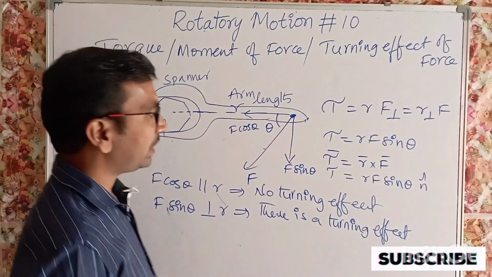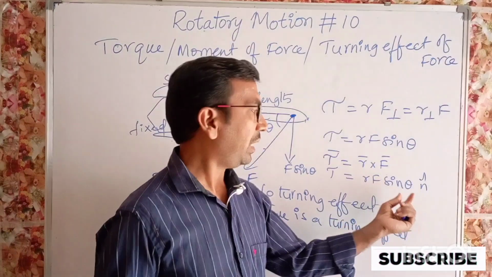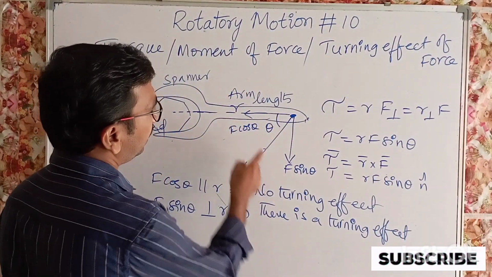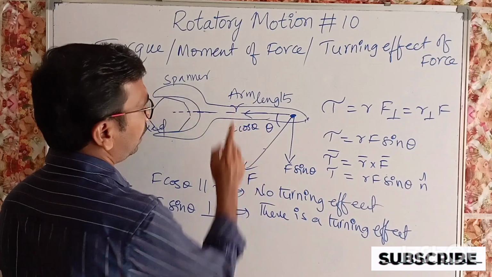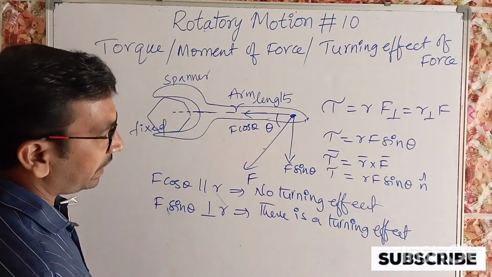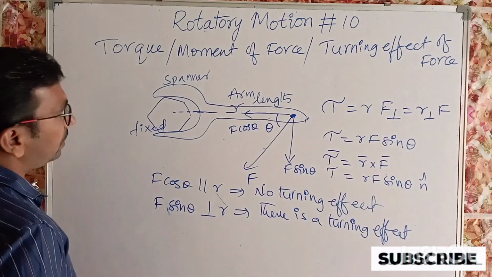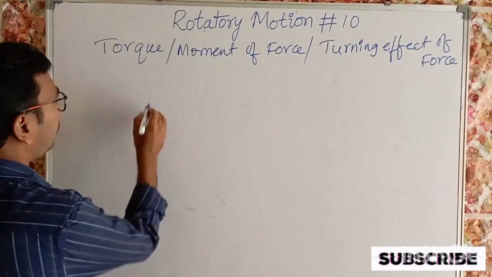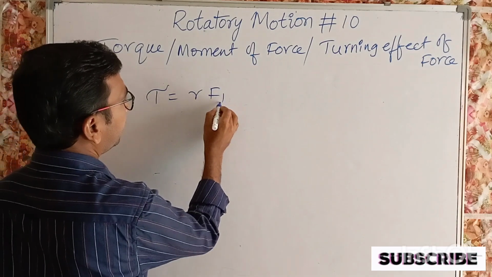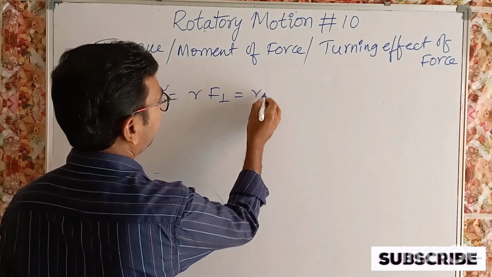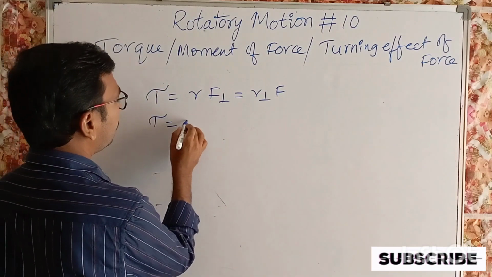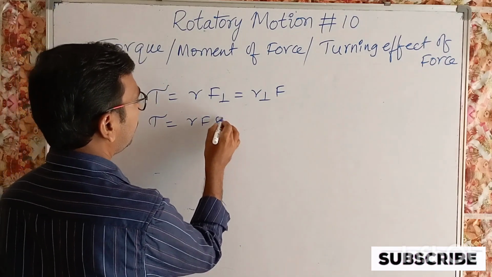So what is the angle theta here? Theta is the angle between R and F, right? So this is about torque. Tau is equal to R F perpendicular, or otherwise R perpendicular into F. You can write this as torque tau is equal to R F sin theta.